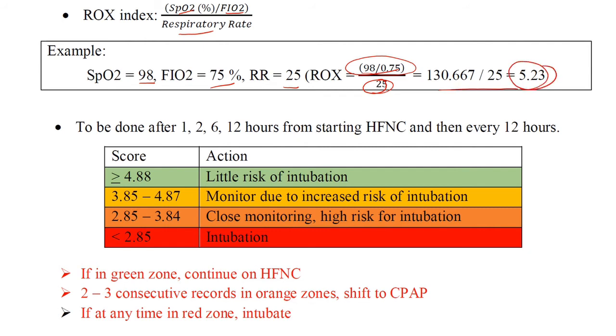This ROX index is measured after 1 hour, 2 hours, 6 hours, and every 12 hours later on the high flow nasal cannula. If it's higher than 4.88, there is little risk for intubation. If it's less than 2.85, this is an indication for intubation, and in between you should have close monitoring to determine the success or failure of the high flow nasal cannula.